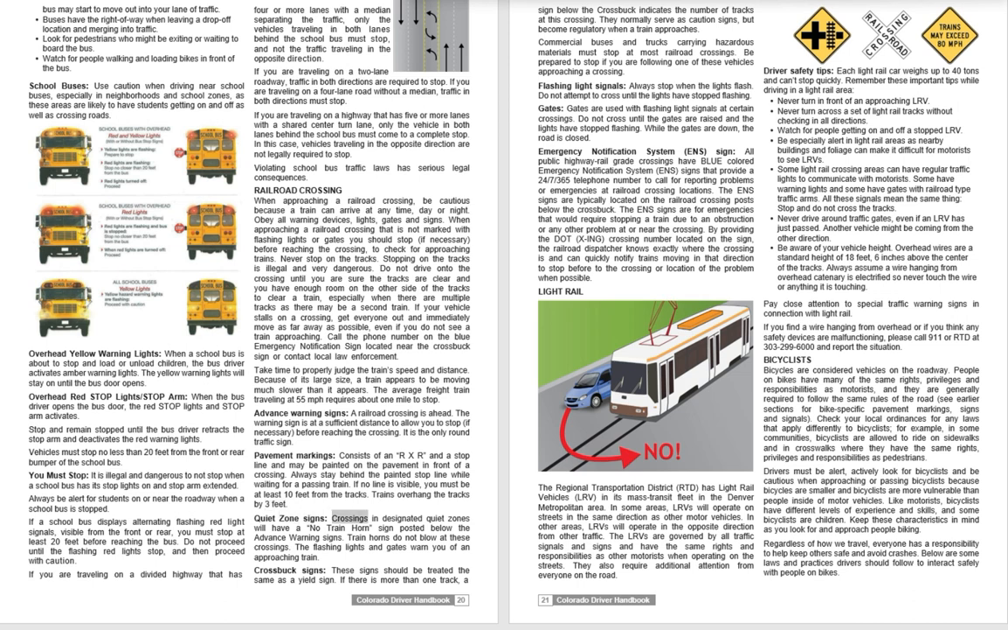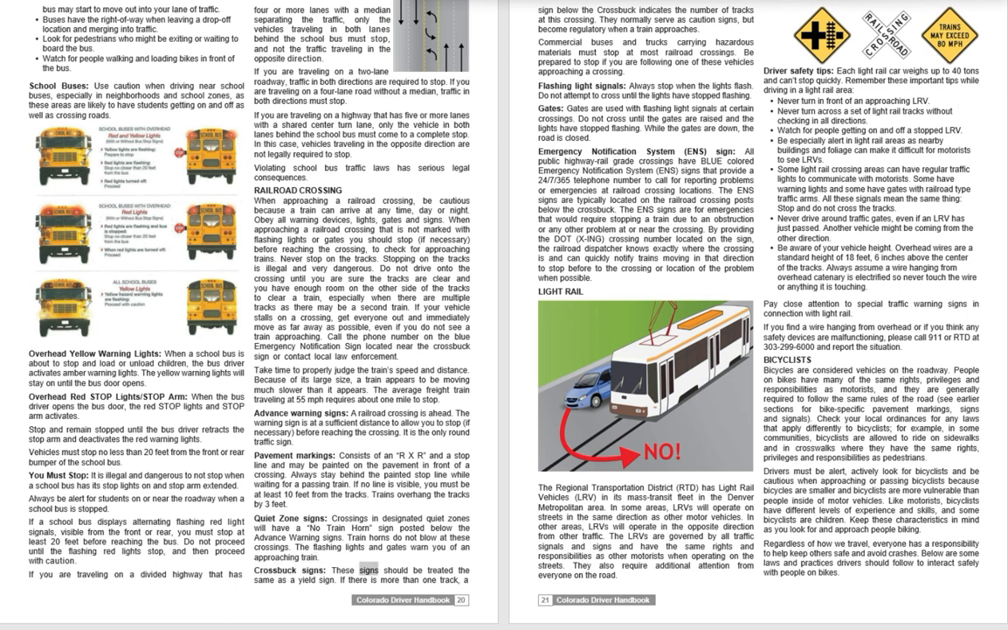Quiet zone signs. Crossings in designated quiet zones will have a no train horn sign posted below the advance warning signs. Train horns do not blow at these crossings. The flashing lights and gates warn you of an approaching train.